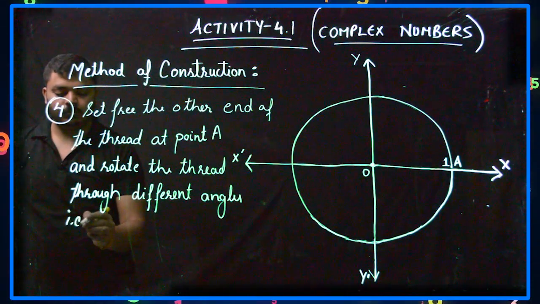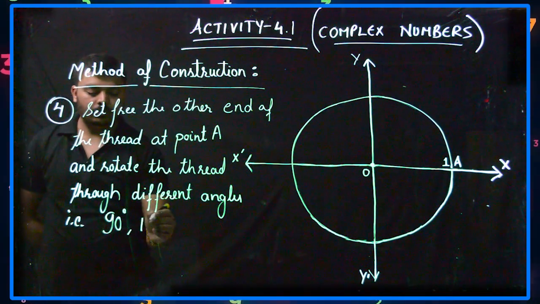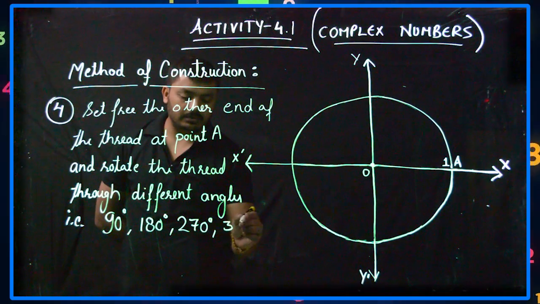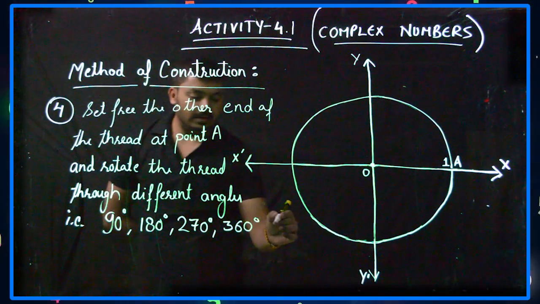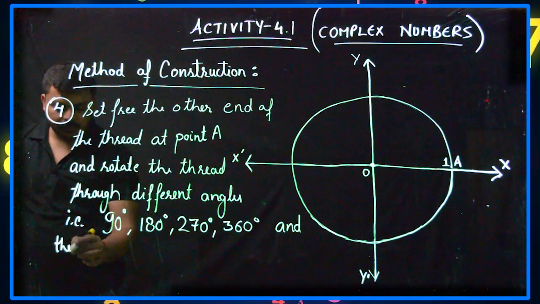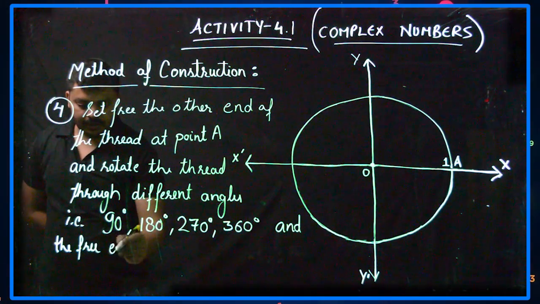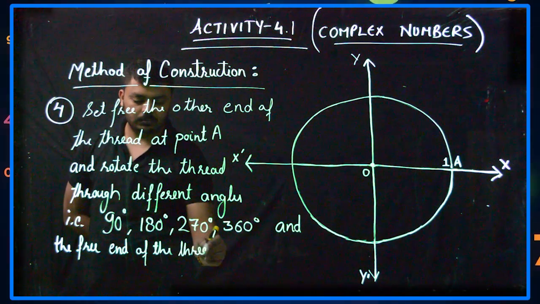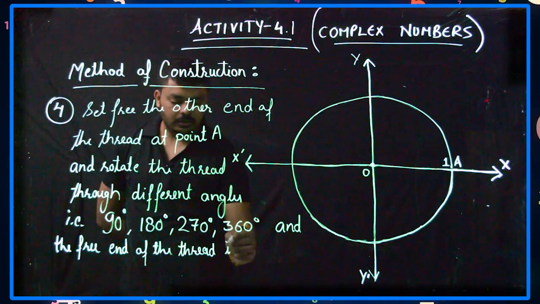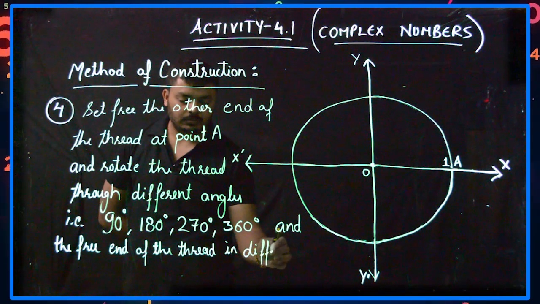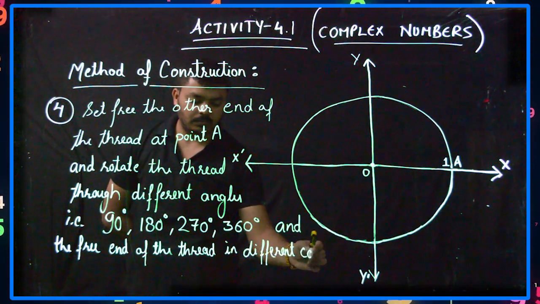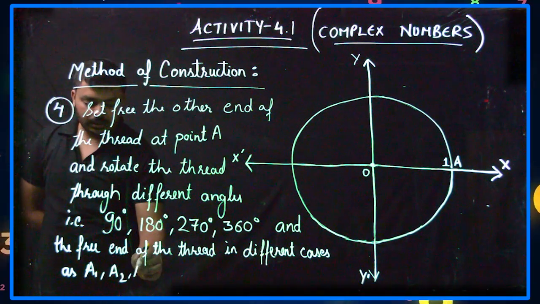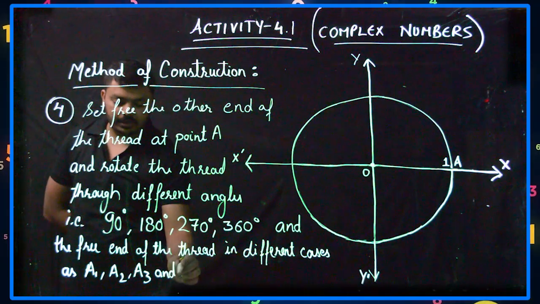that is 90 degree, 180 degree, 270 degree and 360 degree, and mark the free end of the thread in different cases as A1, A2, A3 and A4 respectively.